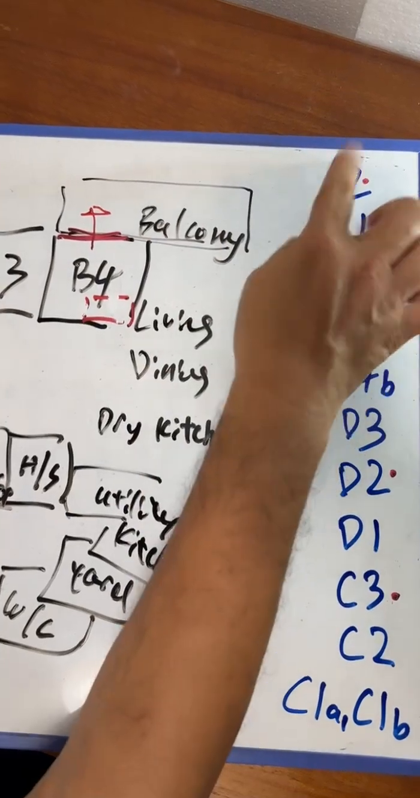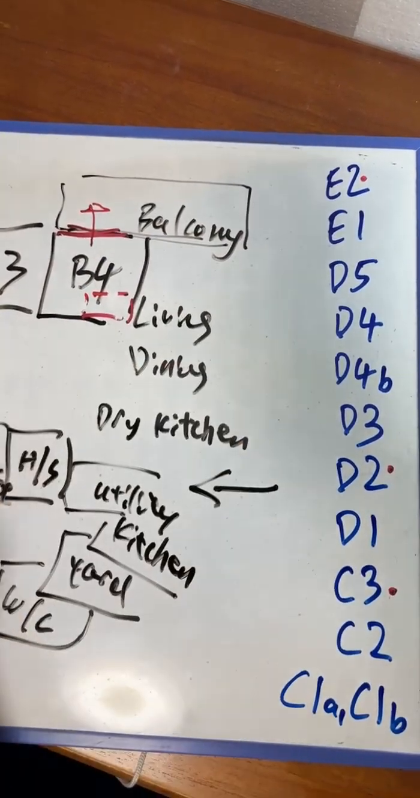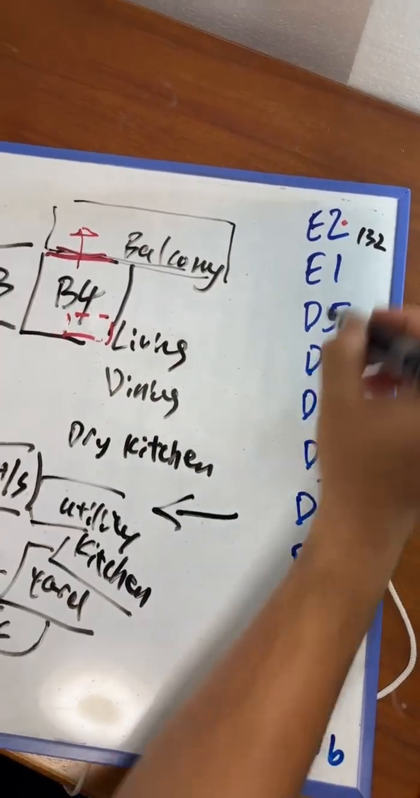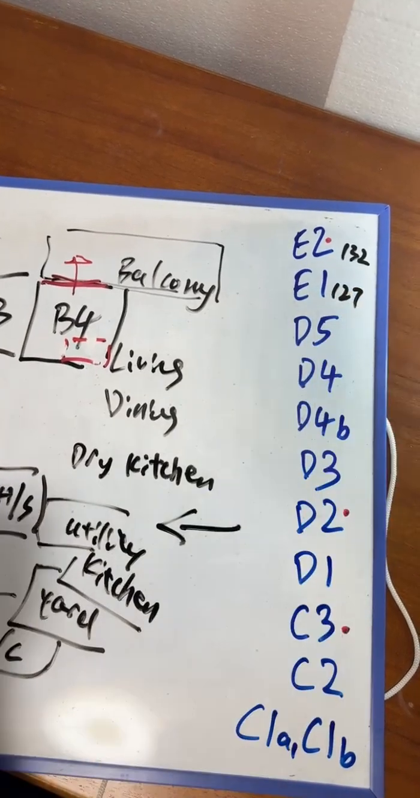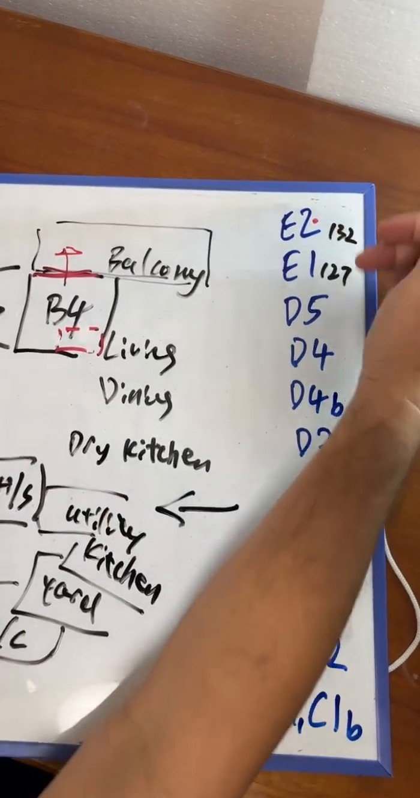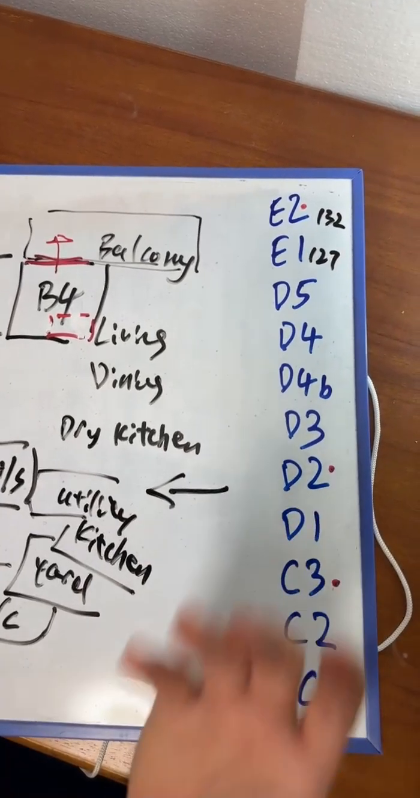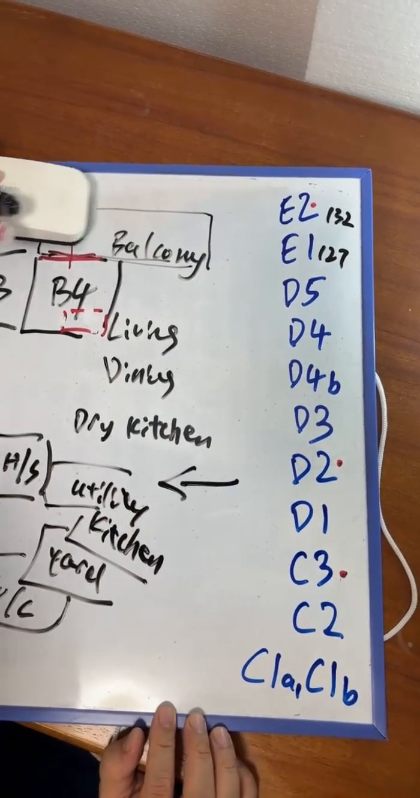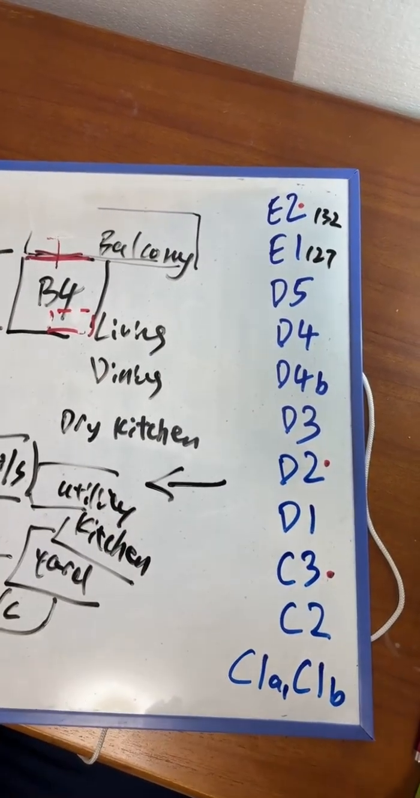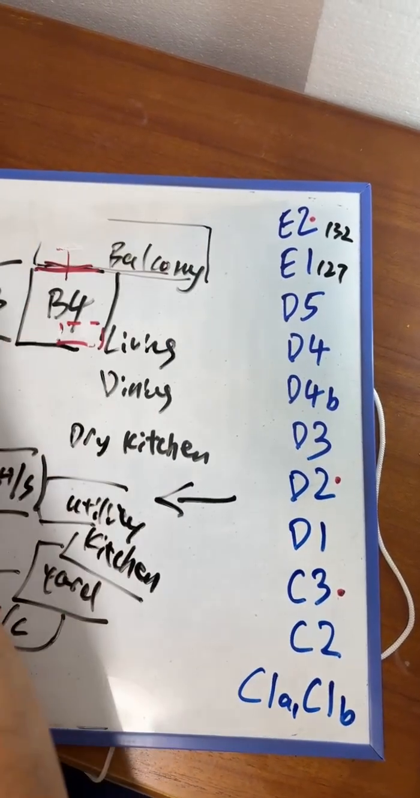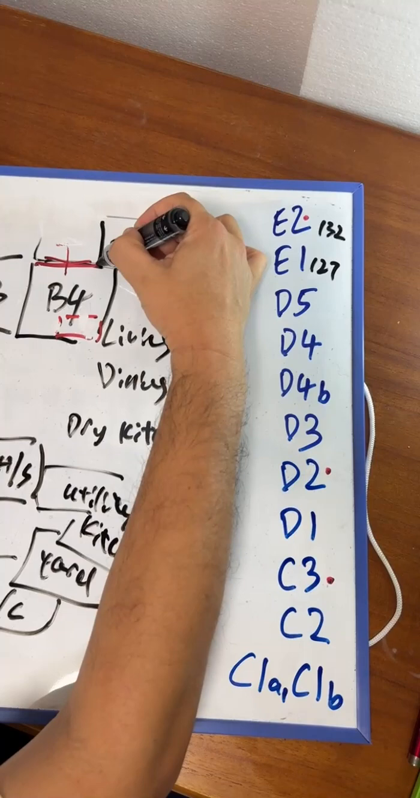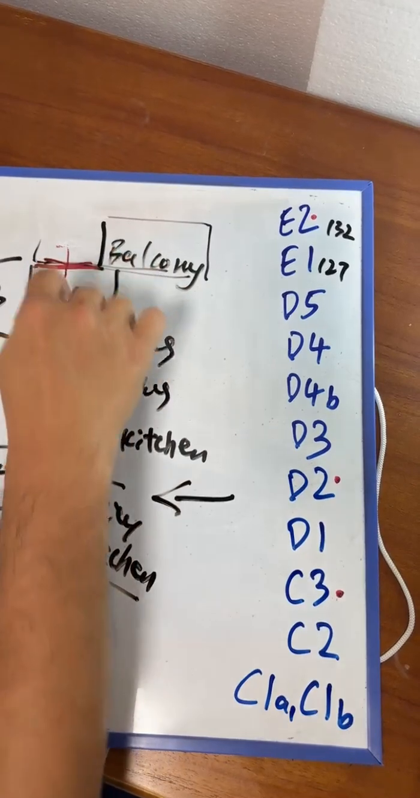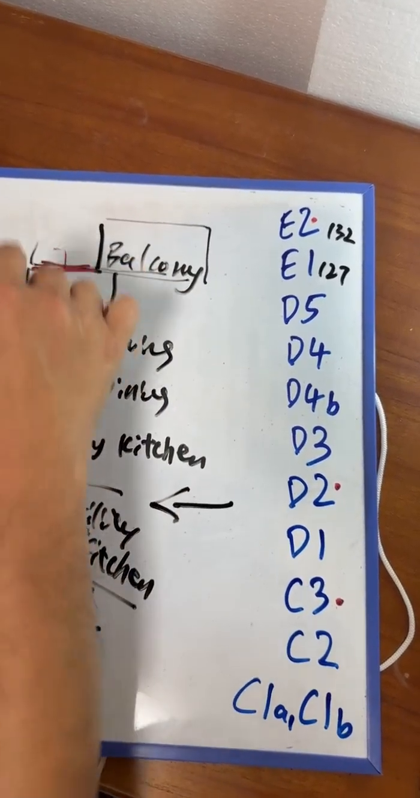Okay, this is E2. How big is E2? E2 is 132 square meter. What about E1? E1 is 127 square meter. So you might want to ask, 132 to 127, where does the 5 meter go to? The 5 meter is actually taking away this portion. When you take away this portion, the people living in B4 do not have access to the balcony outside anymore. This is how the wall is created.